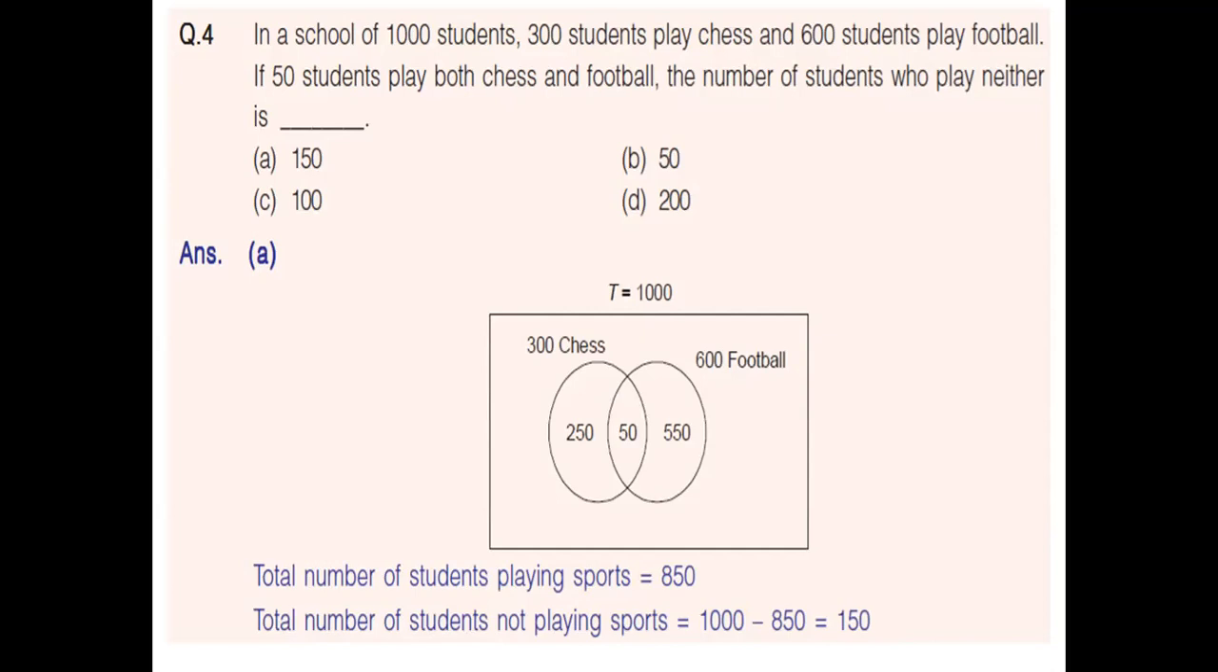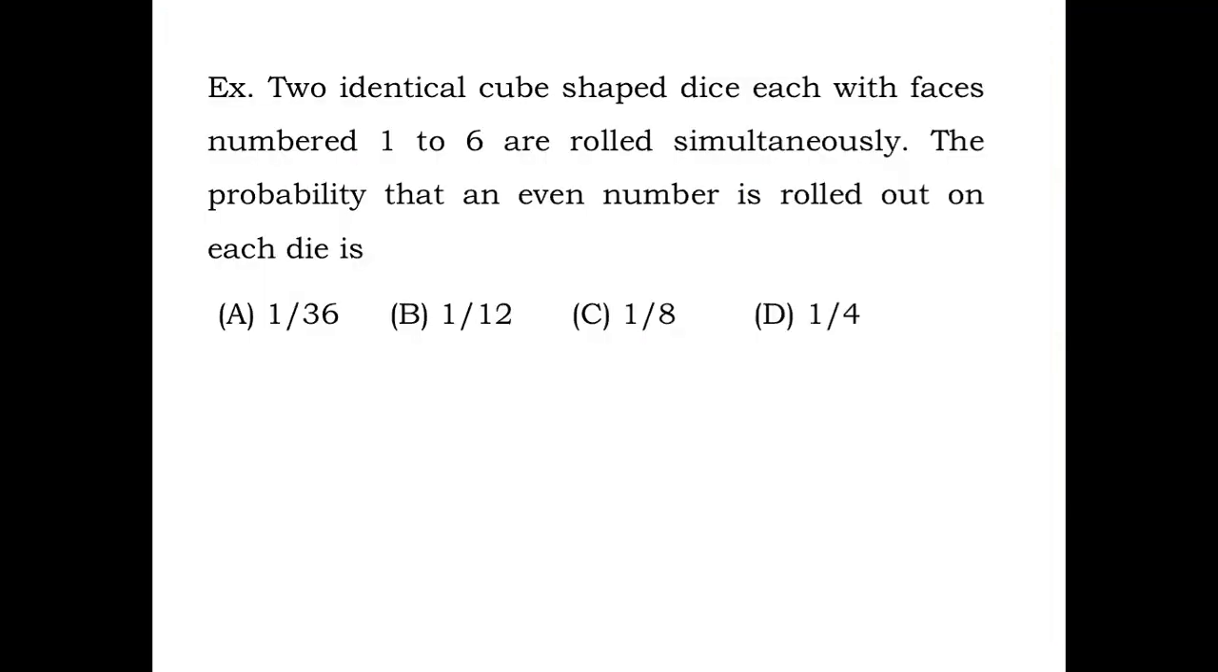Thus the number of students who play at least one game is 250 plus 50 plus 550, that is equal to 850, and the total number of students is 1000. So this is 1000 minus 850 is equal to 150, which is very obvious. I am repeating that these are problems from previous NEET question papers.